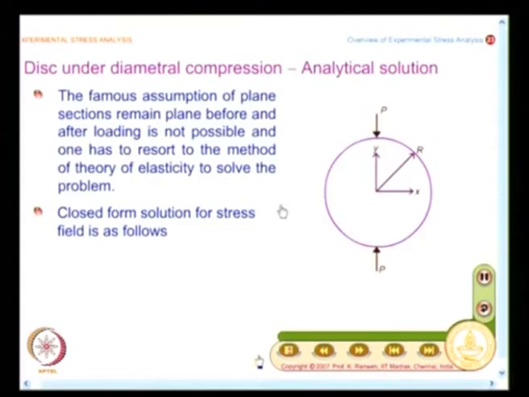You will not be able to approach and solve the problem from strength of materials, but you will be able to solve only from theory of elasticity, because plane sections do not remain plane before and after loading. You also had that problem in the case of a cantilever. When you have shear, the planes do not remain plane, they have a warping. Fortunately, there is no coupling between normal stress and shear stress. So, you could live with the flexure formula, that is why you call that as hinging analysis. The moment you come to a circular disc, you have to depend on theory of elasticity.